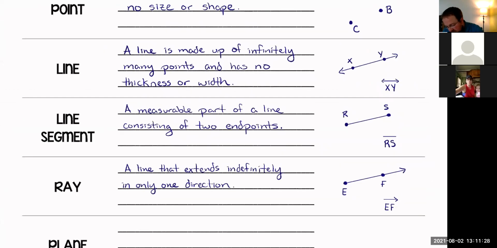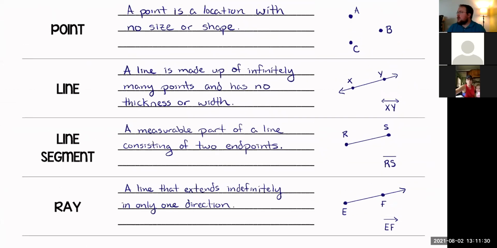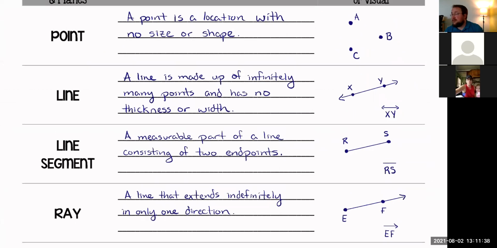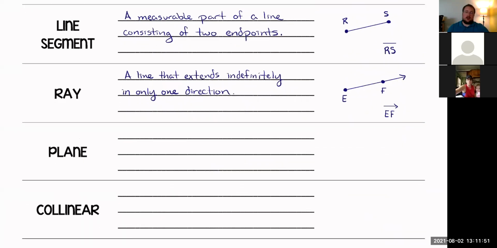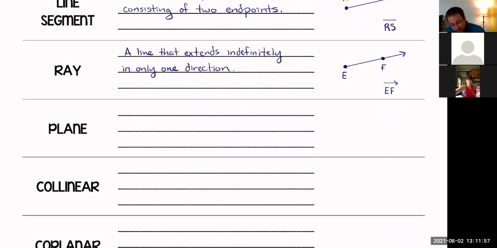So far, these should mostly be familiar. I would say ray is probably the one that's a bit more new. It's not one that we typically use very often. But so far, we started with points, which have no size or shape. Lines are just a string of points together, which have a length but no width or thickness. Now we're going to expand to another dimension. We're going to add a second dimension by referring to what's known as a plane.